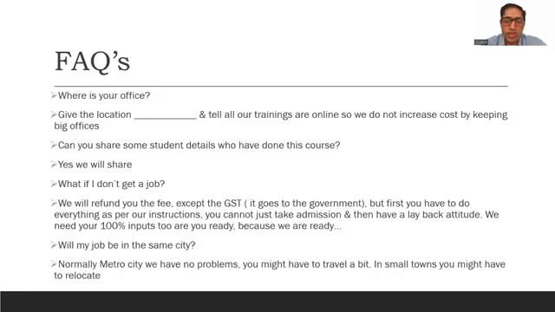Now, there are some normal FAQs that every student will ask, like, where is your office? So you can give the location, whichever. Say, if you're working from Mira Road, you say Mira Road. If you're working from Malad, you say Malad, or some other location, you say. At the same time, you also say that our education is online, so we do not spend a lot of money on infrastructure. Why? Because we want to keep the cost low for this program.